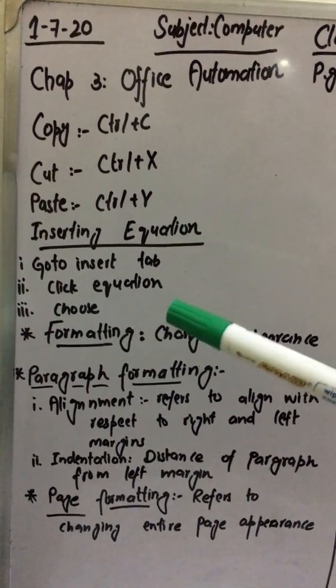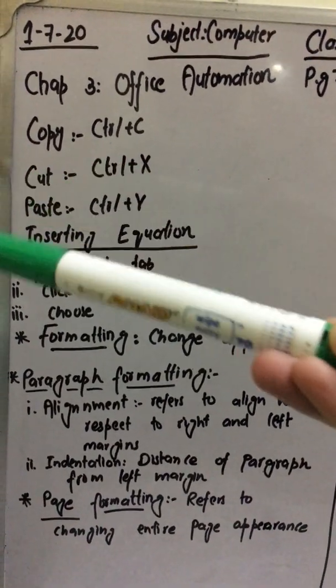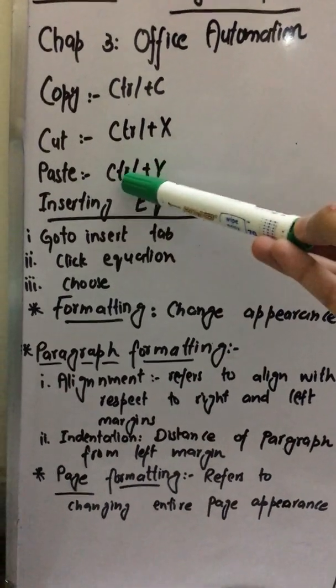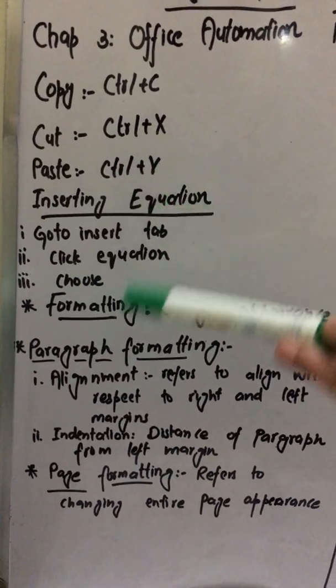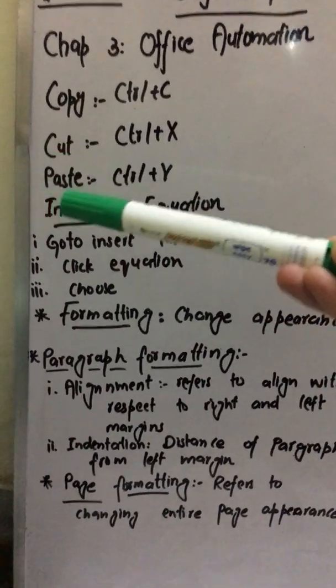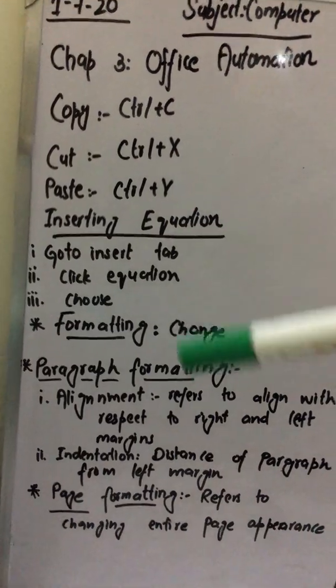For pasting the text, move the cursor to the place where you want to paste the text and press the shortcut key Ctrl plus V. The same thing goes for the cut command. For cutting some text from your document, you need to press Ctrl plus X.